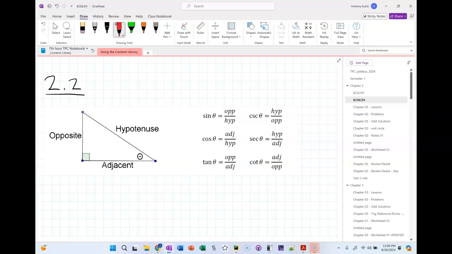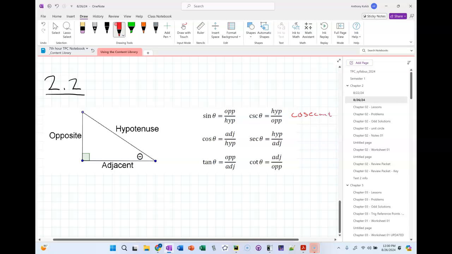So our 3 new trig functions are cosecant, which we abbreviate as CSC. Cosecant is hypotenuse over opposite. Secant is hypotenuse over adjacent. We abbreviate that as SEC. And adjacent over opposite is cotangent. We abbreviate that as COT.